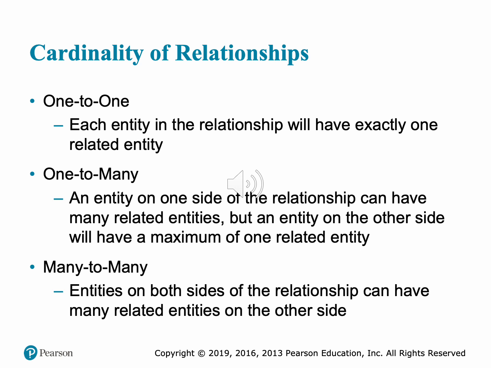The cardinality of the relationships are one-to-one: each entity in the relationship will have exactly one related entity. One-to-many: an entity on one side of the relationship can have many related entities, but an entity on the other side will have a maximum of one related entity. Many-to-many: entities on both sides of the relationship can have many related entities on the other side.